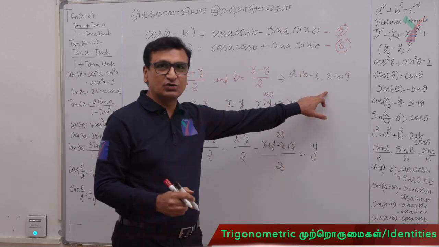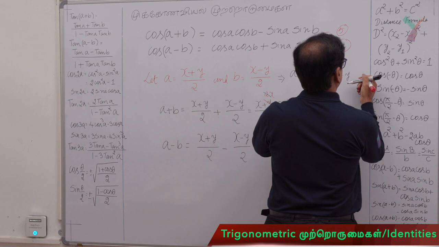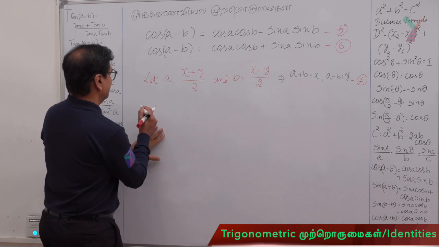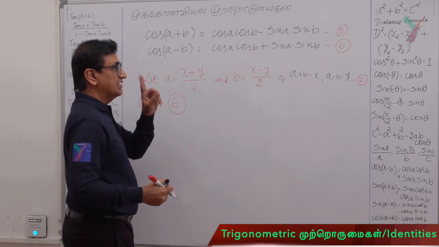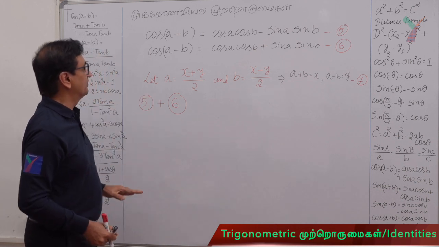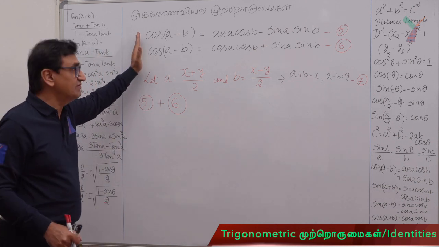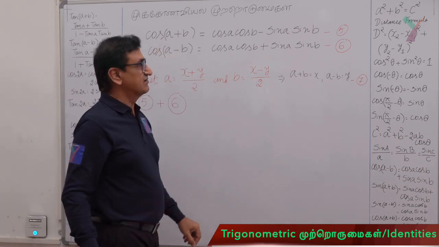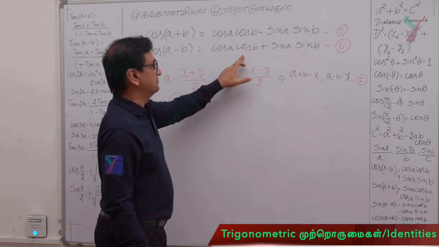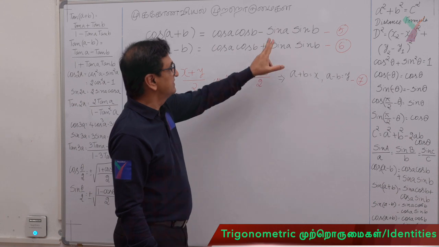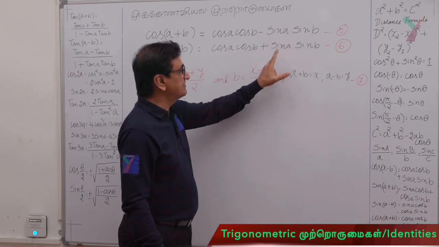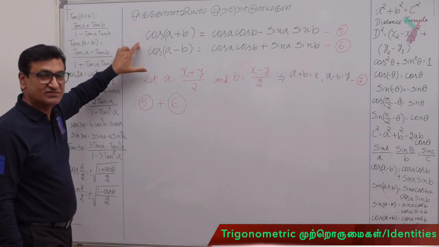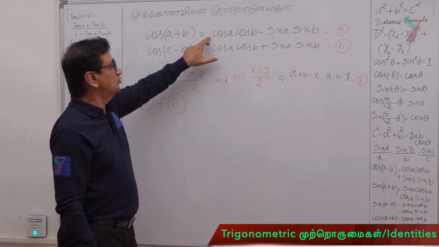And let me call this equation 7. Next, we are going to add equation 5 and 6. Adding equations 5 and 6, see what you get. On the left hand side, cos a plus b plus cos a minus b. Correct? Right hand side: you have cos a cos b and cos a cos b, so these two will add up. Whereas you have minus sin a sin b plus sin a sin b, so this will get cancelled. So you will get cos a plus b plus cos a minus b equals 2 cos a cos b.